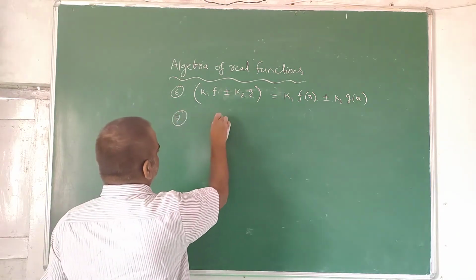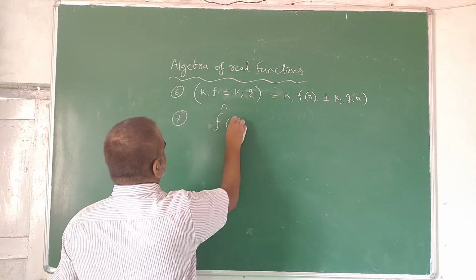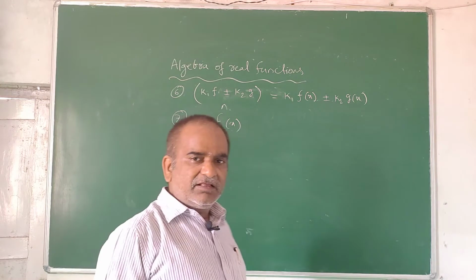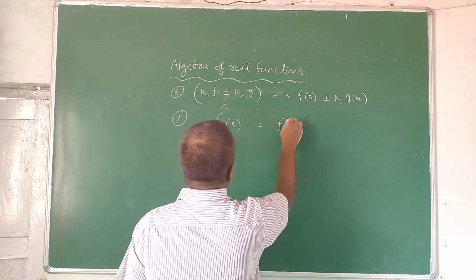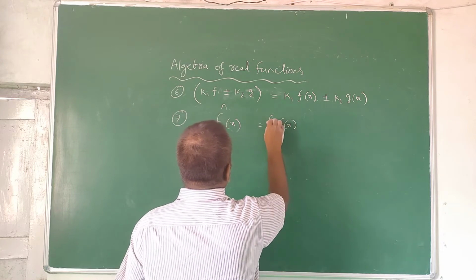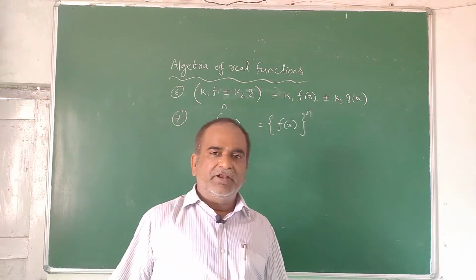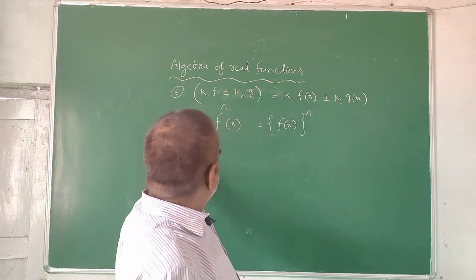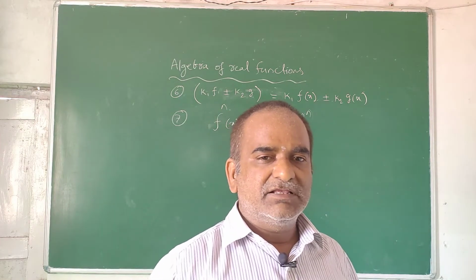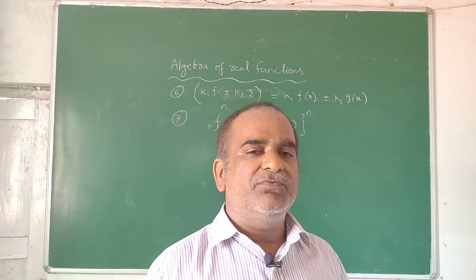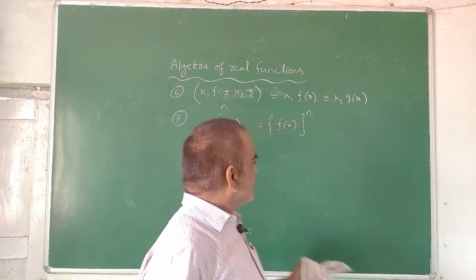Next, seventh property: f power n of x is equal to f of x whole power n. Right? So these are some basic algebra of real functions. How do we use these in problems? Here I'll explain, taking an example. Okay?